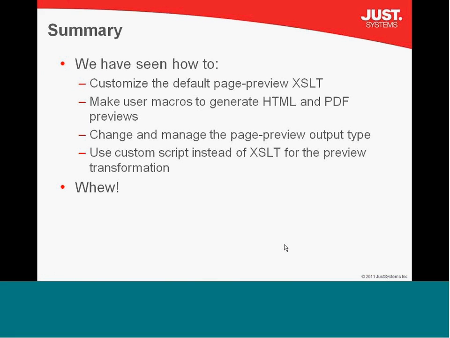Okay, so what we've seen today, we've seen how to customize page preview XSLT by adding your own custom stylesheet, and it works for both the HTML XSLTs and for the PDF XSLTs. We've shown how there are some hooks and some helper functions available that allow you to make user macros that can generate HTML and PDF previews and manage the sort of user settings around those previews in certain ways. And we've also seen where the access point is in the code to be able to easily hook in your own custom type transformation, if you want to do something other than a basic XSLT.